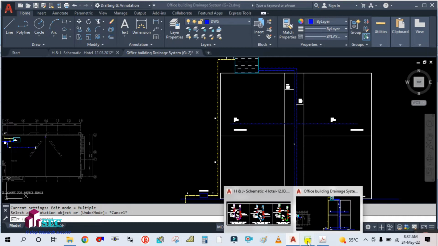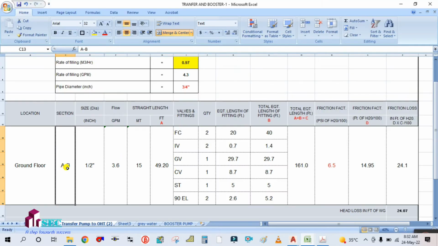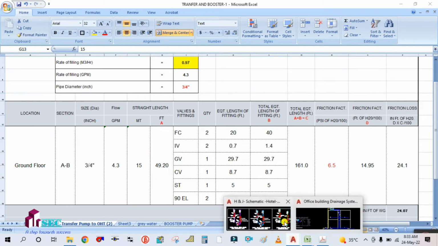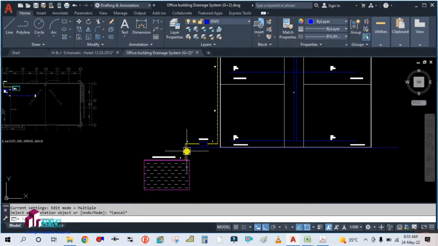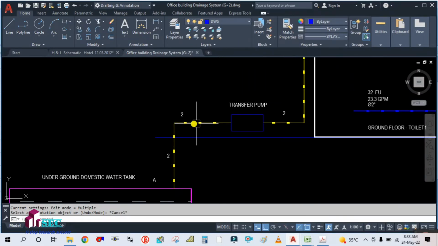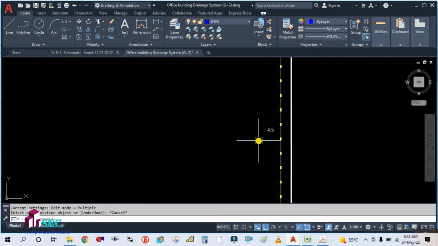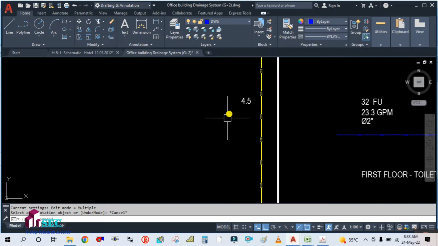Not pipe size, what will be the pipe length? Okay, the pipe size is here 3/4. Assume 3/4, and flow is 4.3 GPM, and then the straight pipe length. We have to take the straight pipe length. For example, I am assuming this pipe is 2 meter, and from here to here 2 meter. So 4 and 2, 6. And this is 4.5 meter and 4.5.